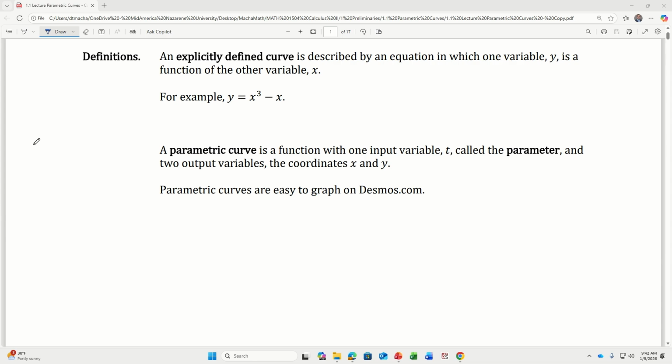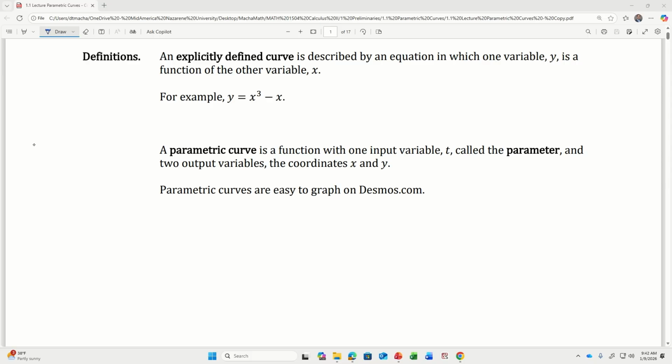An explicitly defined curve is one that you're familiar with, right? Like if I say y equals x cubed minus x, we say this is explicitly defined just because y is all by itself on one side of the equation, everything else is on the other side of the equation, and there's no y's that appear on the right side. So we say that x is our independent variable, y is our dependent variable, and that's what we mean by explicitly defined.